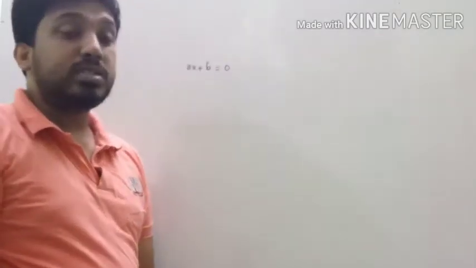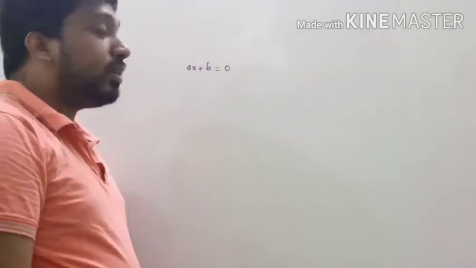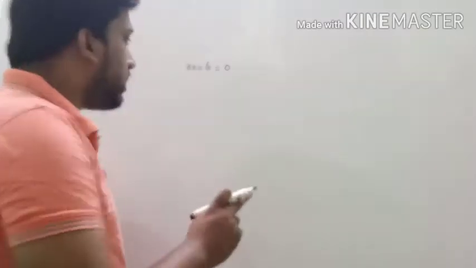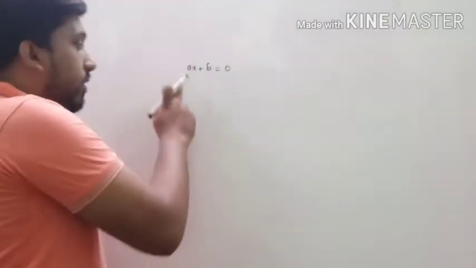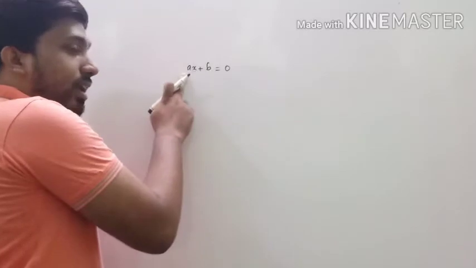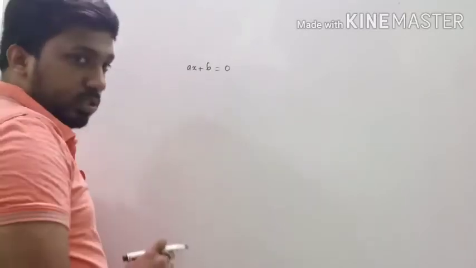In this chapter, we'll be seeing intensively about the pair of linear equations with two variables. Here only one variable x we can find, whereas a and b are constants, and a is the coefficient of x and b is a constant.